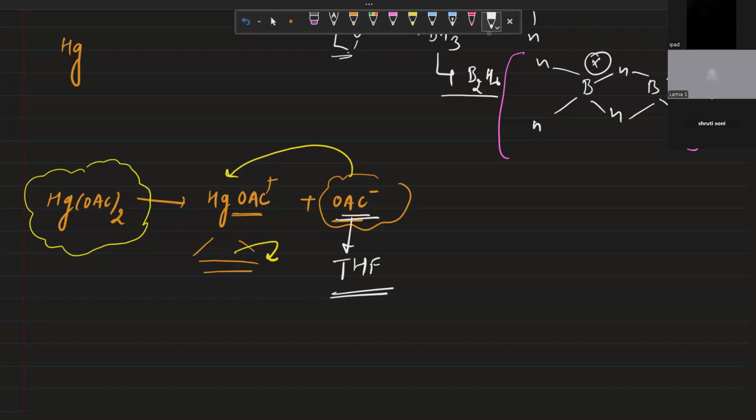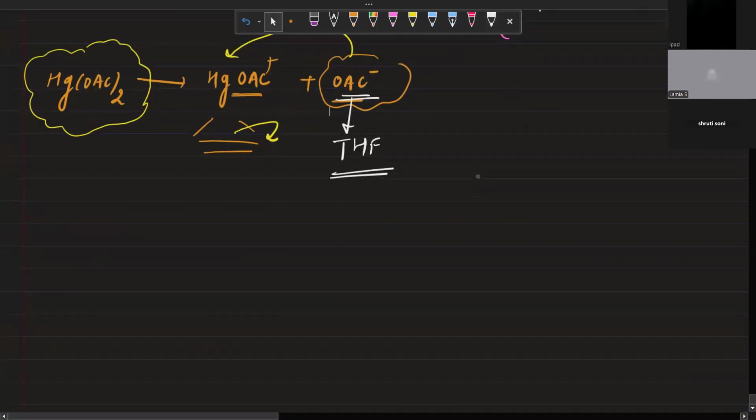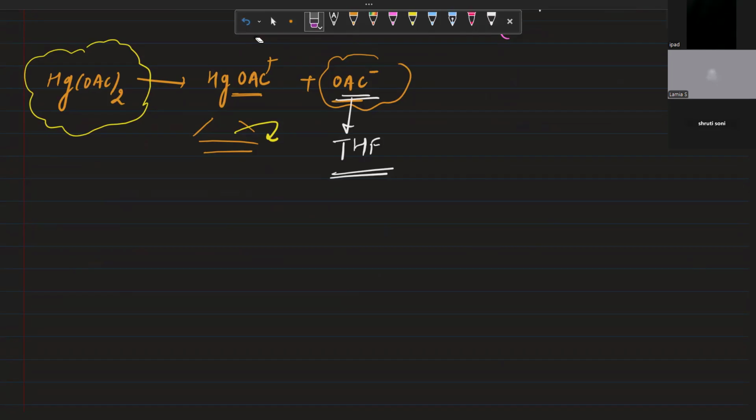So the OAc attaches to THF instead of the mercury? Or no, sorry, the OAc attaches to the mercury while one of the bonds falls off from OAc, giving HgOAc plus. The OAc will attach to THF to stabilize and to increase the rate of reaction, because the HgOAc plus is already unstable, right? So it needs a stable molecule like THF.